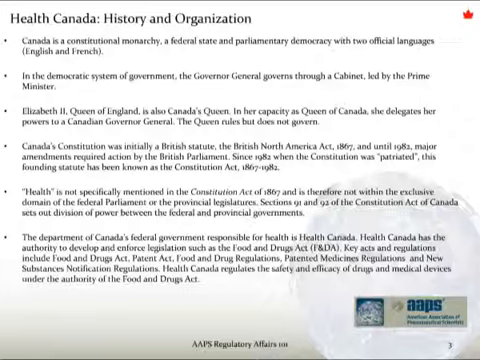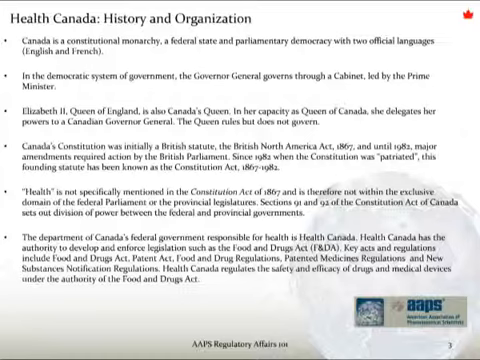In the democratic system of government, the Governor-General governs through a cabinet led by the Prime Minister. The Queen of England is also Canada's Queen. In her capacity as Queen of Canada, she delegates her powers to a Canadian Governor-General. So while the Queen rules, she does not govern.